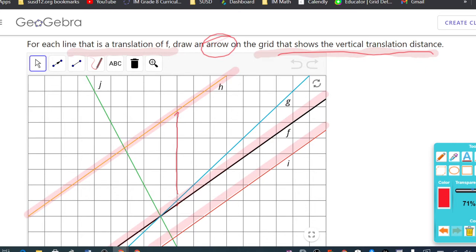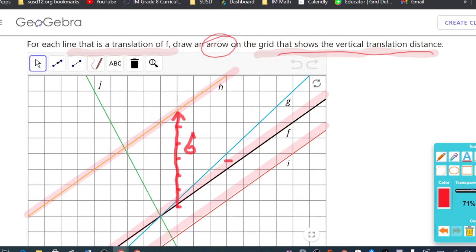So what is the vertical translation distance? Count the units here. Okay, it's a little less than this line. So 1, 2, wait, I'm doing this wrong. It's a little over the line. There we go. 1, 2, 3, 4, 5, 6. It's 6 units. H is 6 units up from F. Okay, and then how about I?